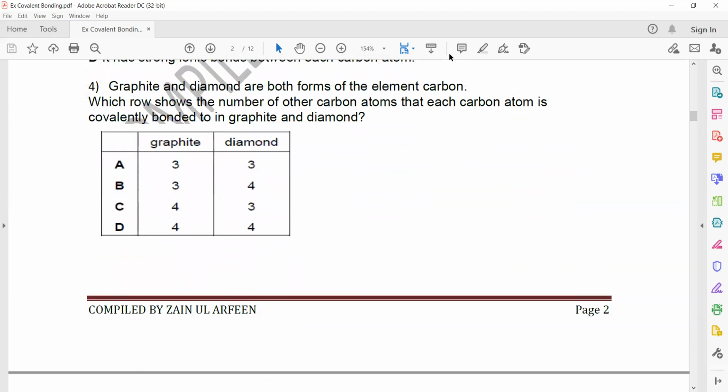In question 4, diamond and graphite are both forms of the element carbon. Which row shows the number of atoms to which each carbon atom is covalently bonded? In diamond each carbon has 4 bonds, but in graphite each carbon forms 3 bonds and there is 1 free electron. So in graphite there are 3 bonds, in diamond there are 4 bonds. That's why B will be the right statement.